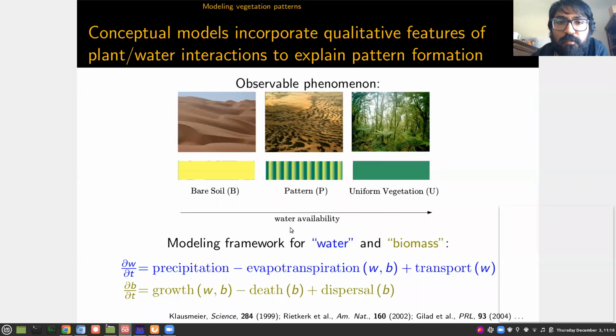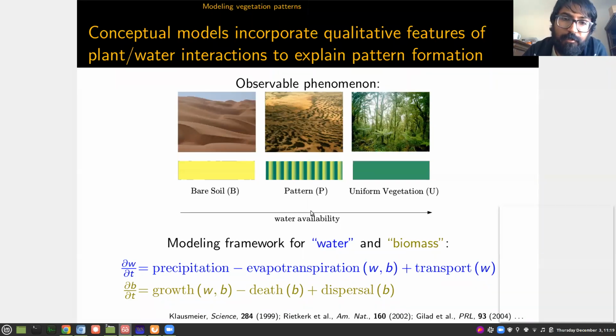We just want to get some conceptual understanding of underlying mechanisms, and so to that end, the level of modeling I'm going to talk to you about is aimed at capturing this basic phenomenon that we see these patterns at an intermediate level of water availability. If there's too little water available, we tend to see bare soil, just barren desert. And if there's enough water available, the vegetation tends to appear uniformly across the domain, okay? And so it's just in this intermediate region where we see these patterns, okay?